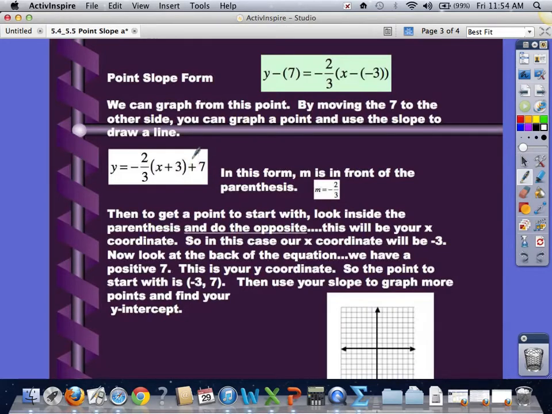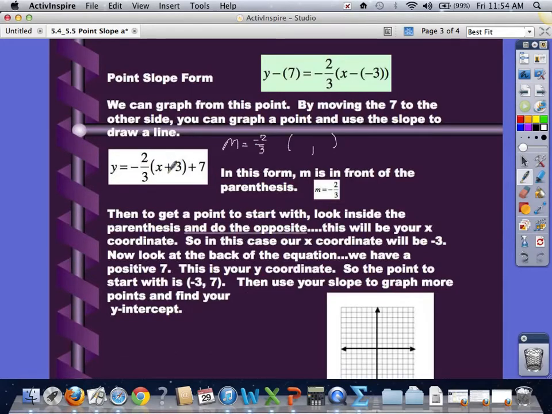We don't do anything, just leave it like that if you want to graph from point slope only. All right? In this format, it's real easy to see that m is -2/3. That is going to be whatever number is in front of the parentheses. That's your m. We've already found that earlier. Okay? And then we're going to find a point, doing something different. All right? We will look inside the parentheses, and we have an x + 3.